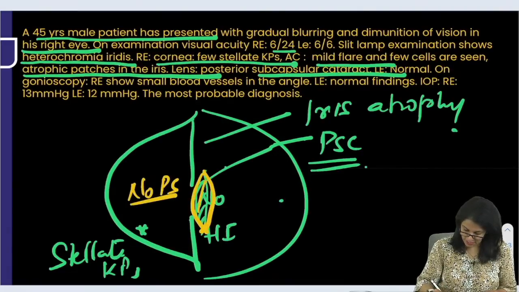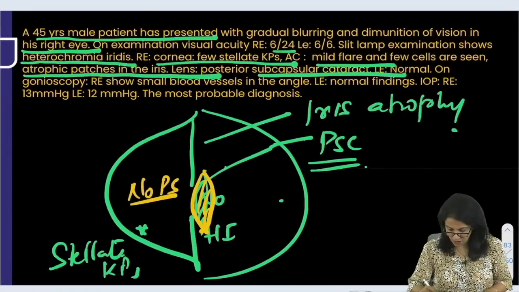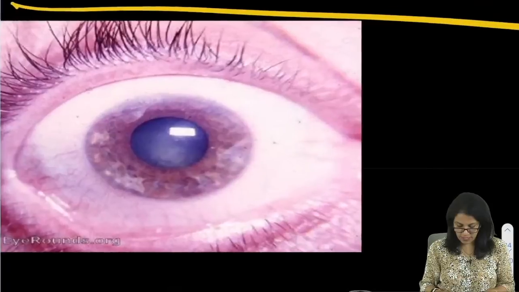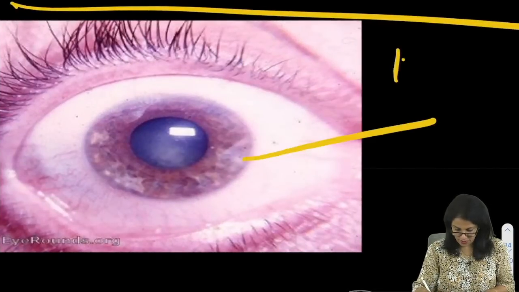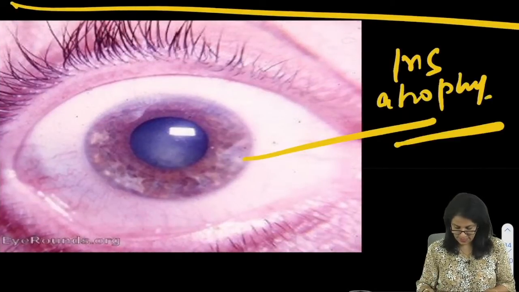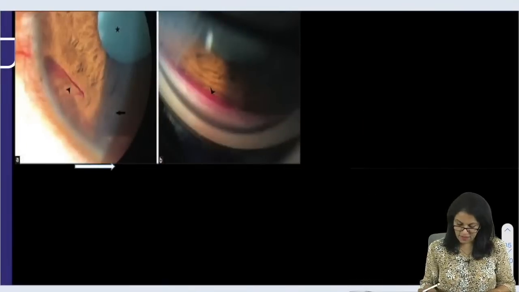But we have posterior subcapsular cataract. This is your Fuchs heterochromic cyclitis. So you are looking at Fuchs heterochromic cyclitis. See, this is the iris atrophy. Okay? Yeah. What else have they asked you?